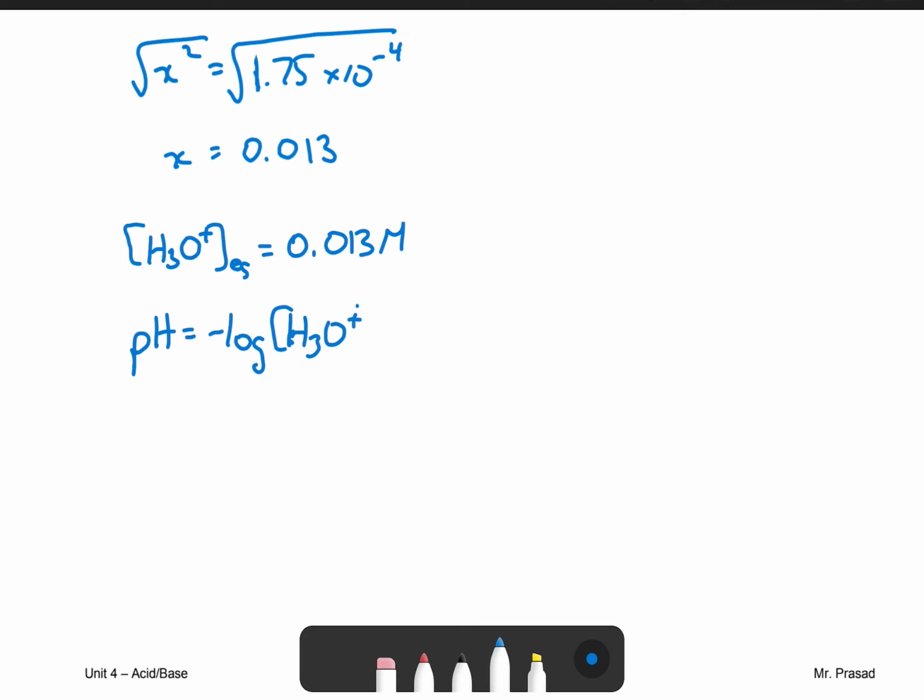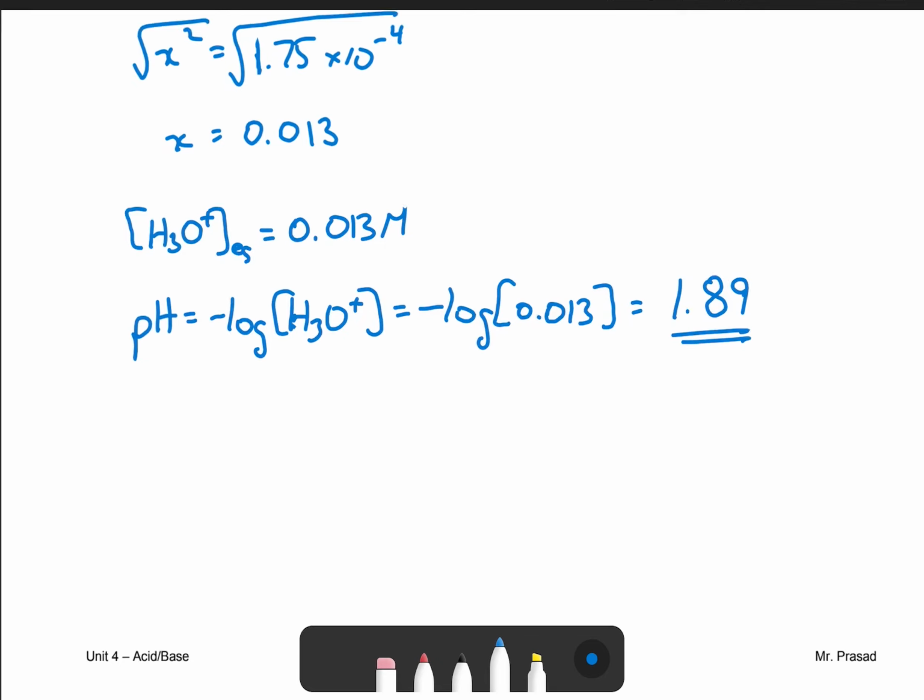And knowing this, we can determine the pH, as the formula for pH is negative log of H3O plus. Substitute our molarity in. And solving for the pH to 2 sig figs, which means 2 decimal places, we find that the pH is equal to 1.89. Therefore, the pH of a 0.50 molar solution of hydrofluoric acid would be equal to 1.89.